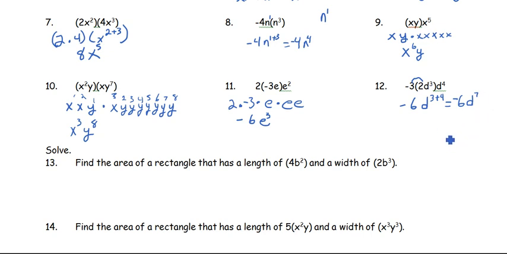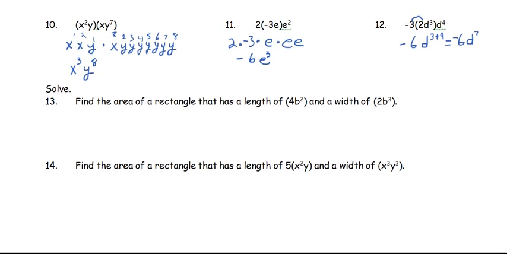All right. So on number 13, word problems. It's always good if you have a rectangle. It says find the area of a rectangle. So here's a key word, area. The formula is area equals length times width for a rectangle.